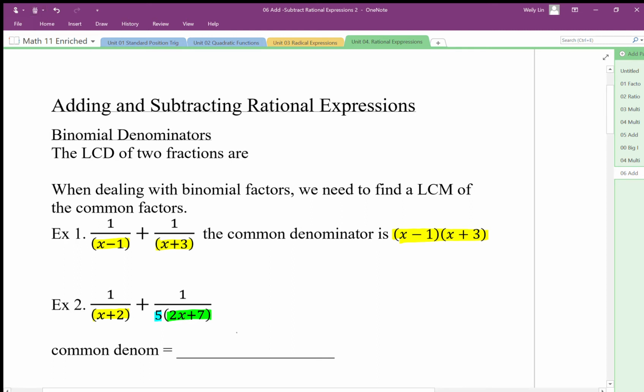So the lowest common denominator, well, this one is just missing the blue and the green, so we need 5, 2x plus 7, and x plus 2. So it's a combination of all the individual factors that becomes our lowest common denominator.